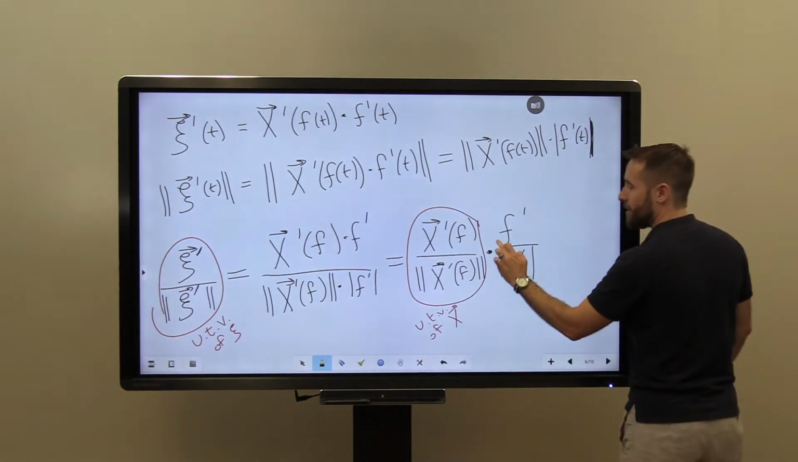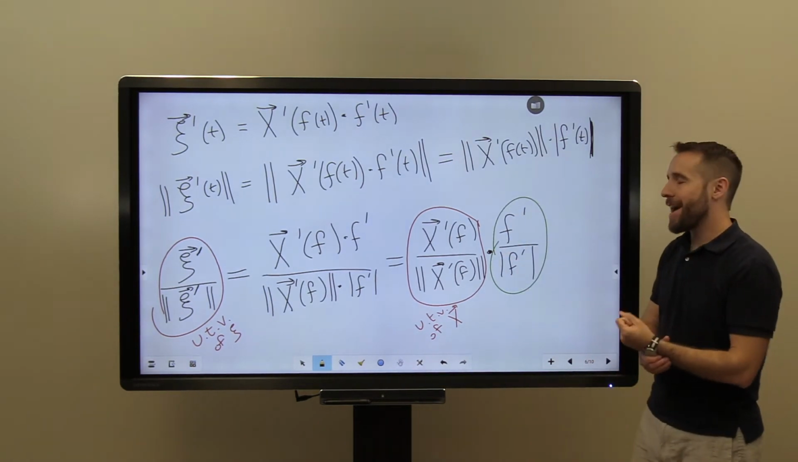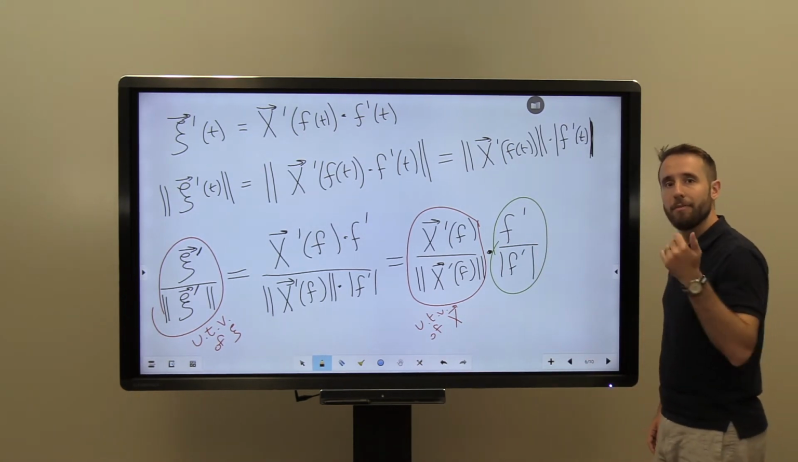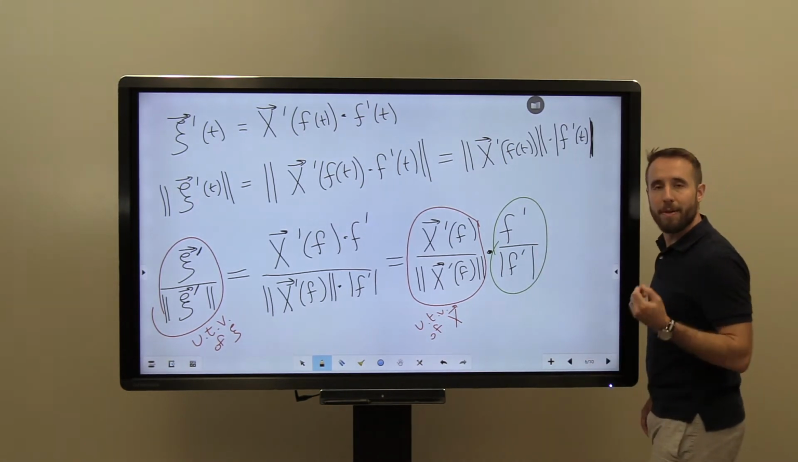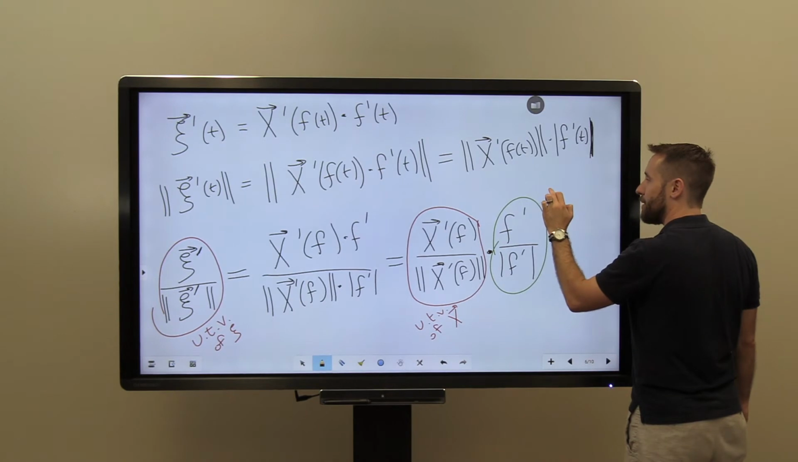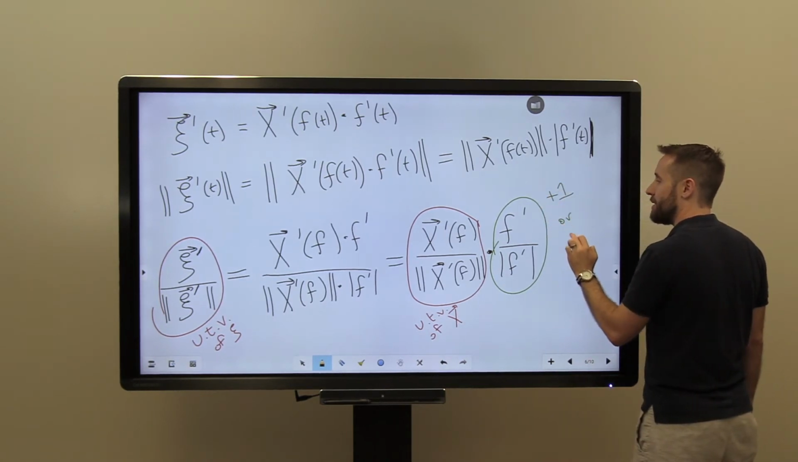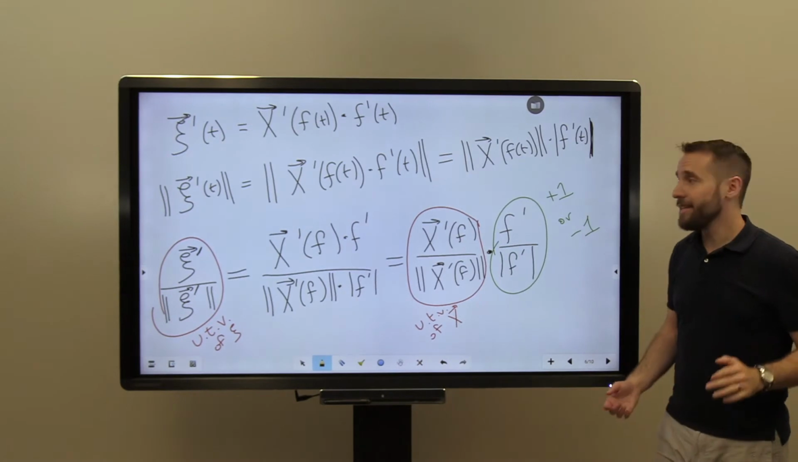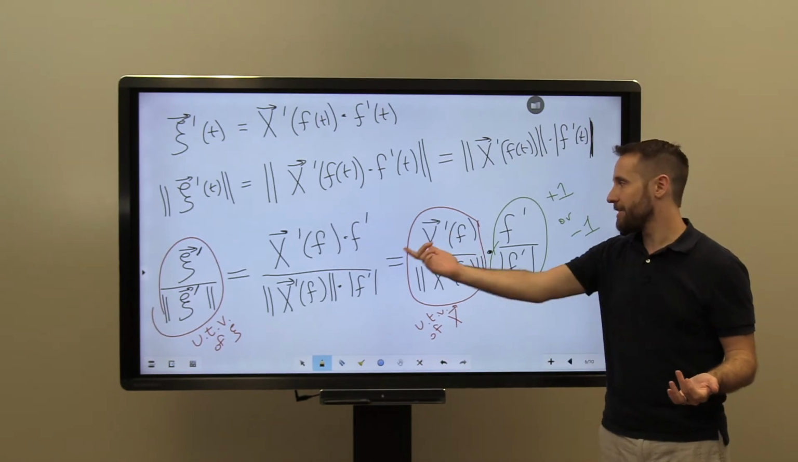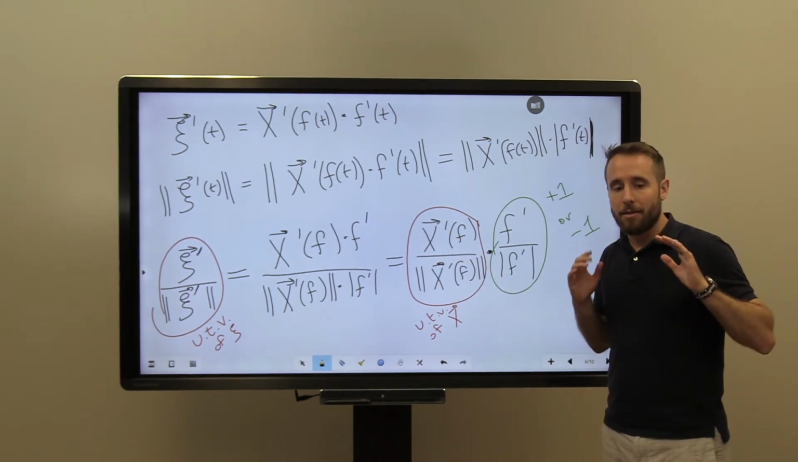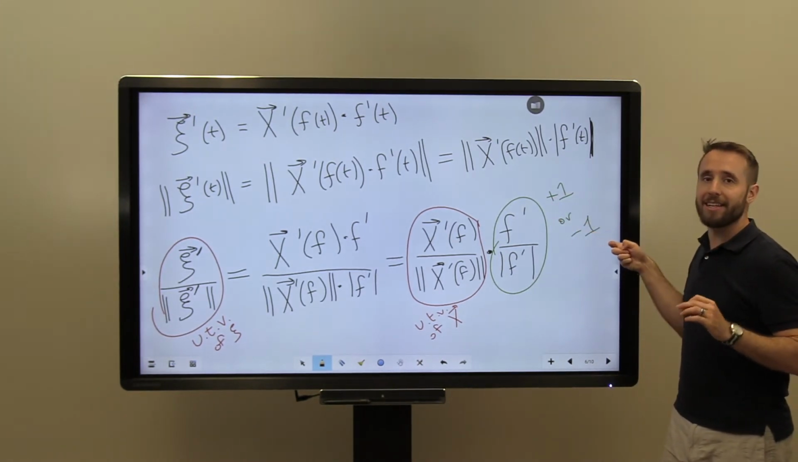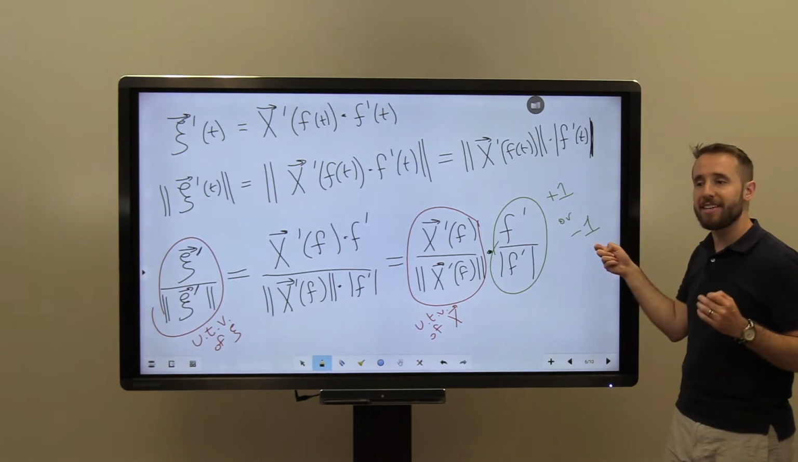And then I have this extra piece right here, f prime divided by the absolute value of f prime. And what we realize is that this expression is either +1 or -1, depending on if f prime itself was positive or negative valued. And what we see is that the unit tangent vector of xi and the unit tangent vector of x are either the same if this expression is +1, or they're pointing in the exact opposite direction if this expression is -1.